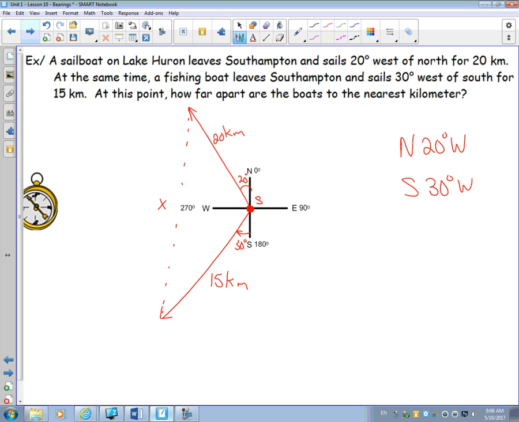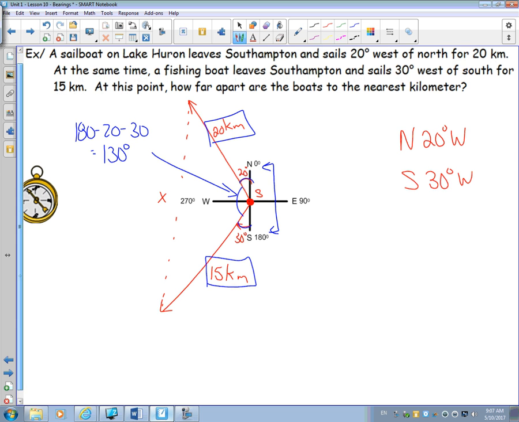Here's my x. Now, most bearing questions involving compasses deal with the cosine law. You know the angle between the two things that are moving, but I don't have that angle yet. However, I can calculate that. I know that north and south are 180 degrees apart. So if I know one angle is 20 and one angle is 30, the angle in between, the one right there, has to be 180 minus 20 minus 30, or 130 degrees. That gives me two sides and the angle between them, which is a perfect cosine law question.